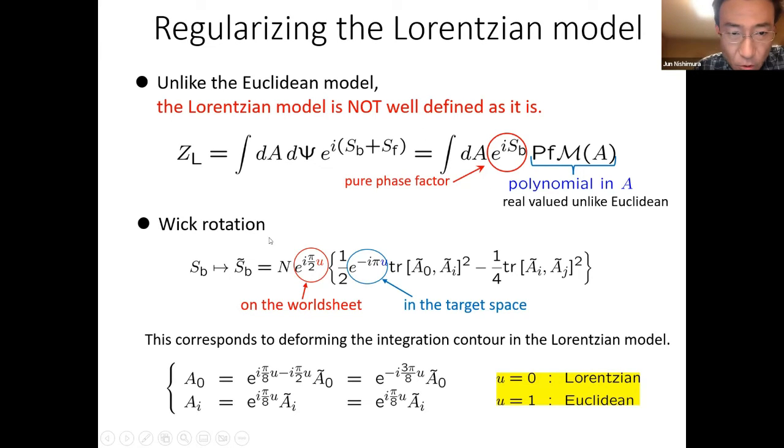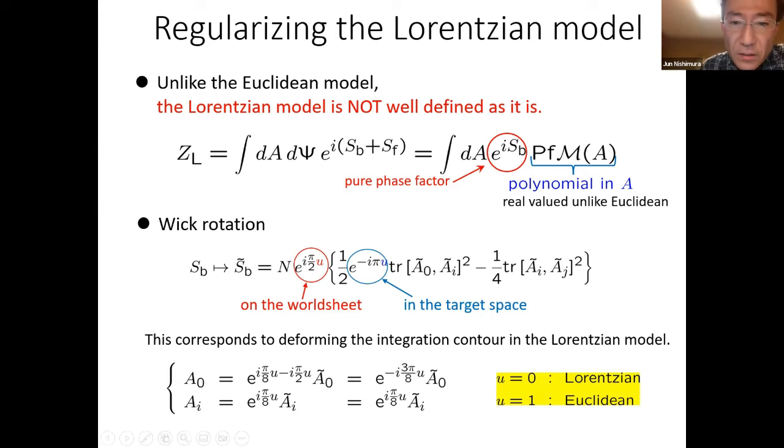One naive approach would be just to make a Wick rotation. As I said, you have to make a Wick rotation on the worldsheet and also in the target space. That you can actually realize by just making this phase rotation for the integration variables A_0 and A_i in this way. So if u is 0, that is the original Lorentzian model, but if u is 1, it becomes the Euclidean model that I already discussed in the previous section.